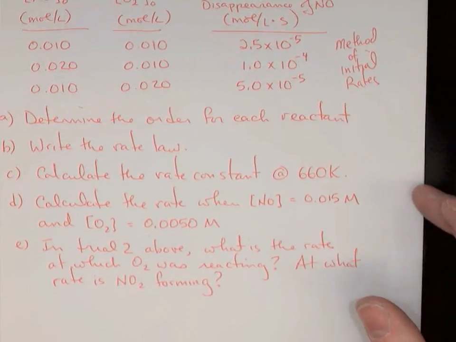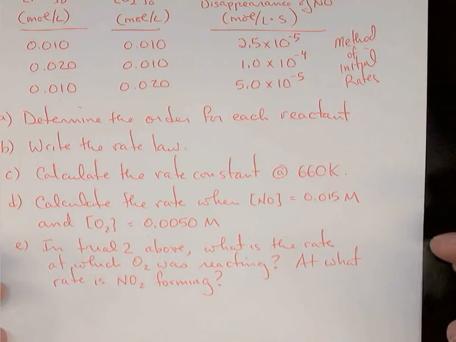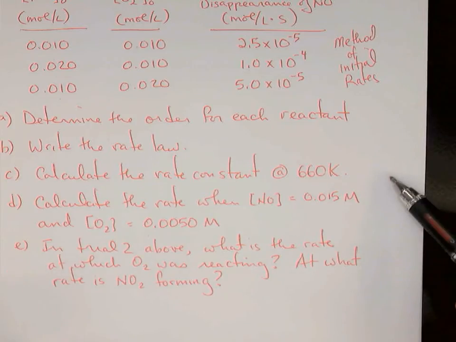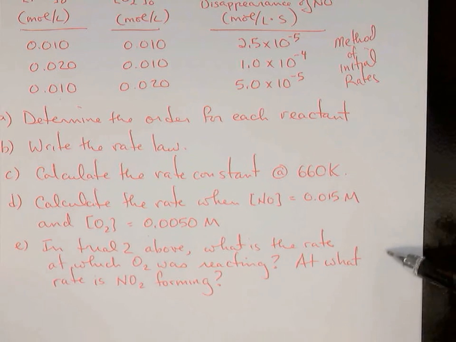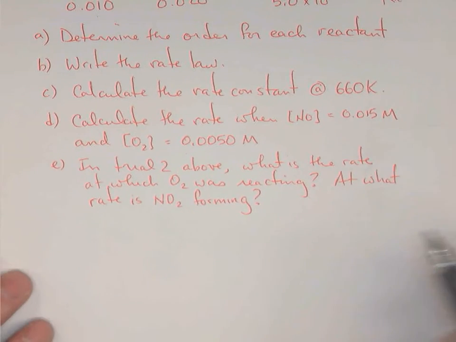Part D and E here will then have us use that rate law. Actually, Part D will use the rate law to calculate the rate under different conditions. And then finally in Part E, we'll examine trial 2 in the table, and we'll see how the rate there relates to rate measured in different ways. So let's jump in, and we're going to find the rate law.